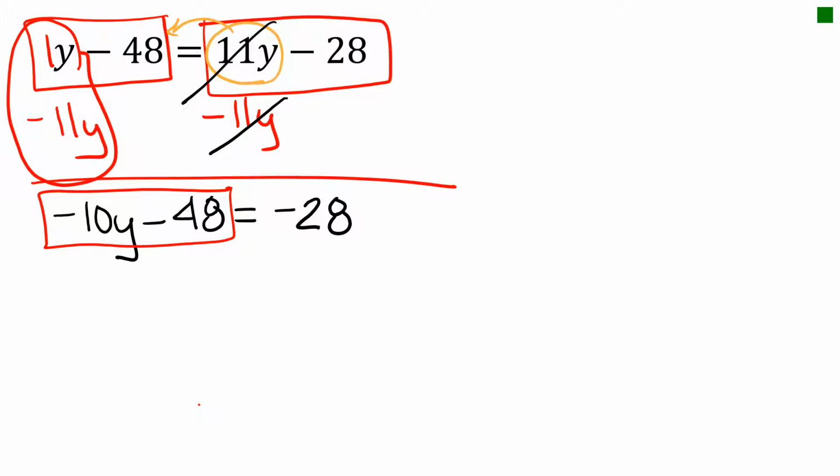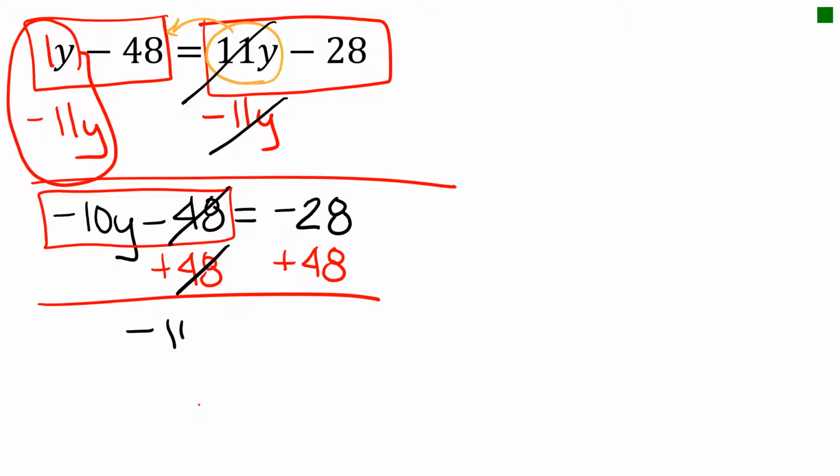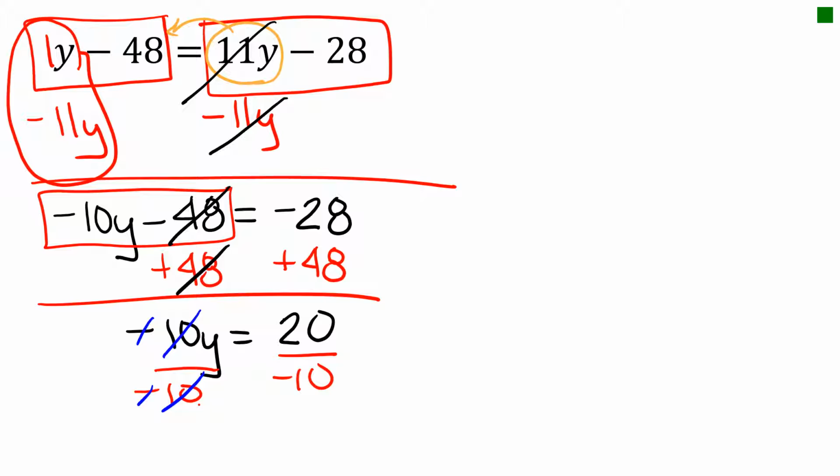Over here on the left, I've got a minus sign. So I'm going to move the 48 by adding a positive 48. Negative 48, positive 48 cancel. I have negative 10y equals negative 28 plus 48 is 20. Down to that multiplication, so I'm going to divide by negative 10. The 10's cancel, the negatives cancel. I have y is equal to negative 2.